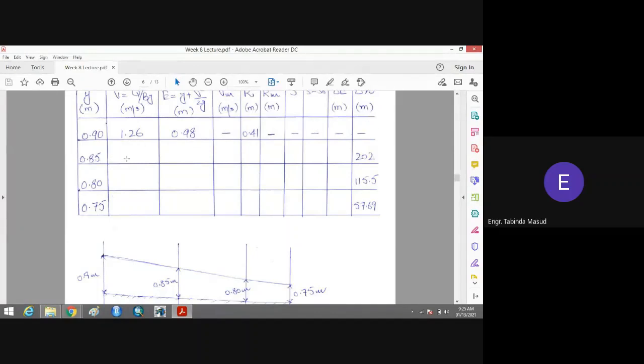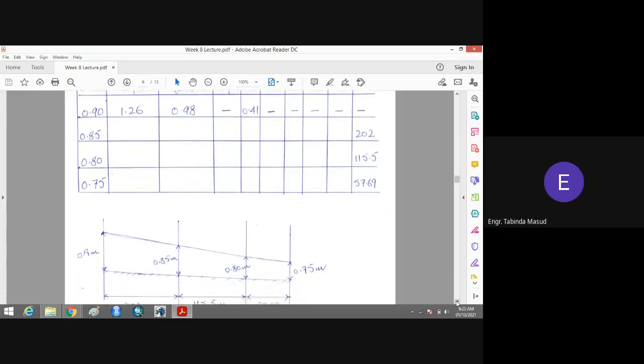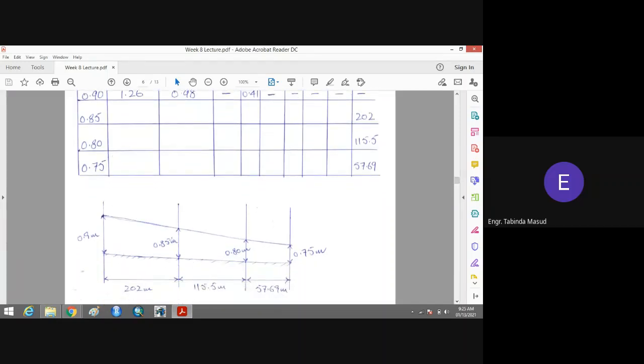Now we will move towards the second depth of the flow. When you come to this second depth of the flow, now you have two sections. You will take this as section 1.1 and this as section 2.2. And now you can find all the values in this second column. When you get all the values, you will get this value, delta X is equal to 202 meters, which shows you that the distance between these two depths of the flow is 202 meters.